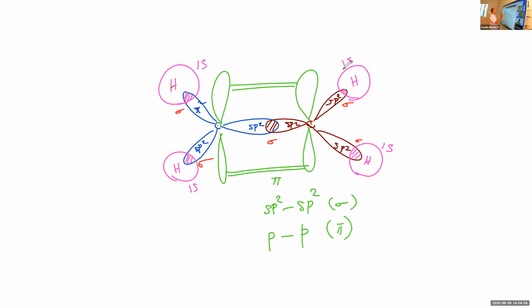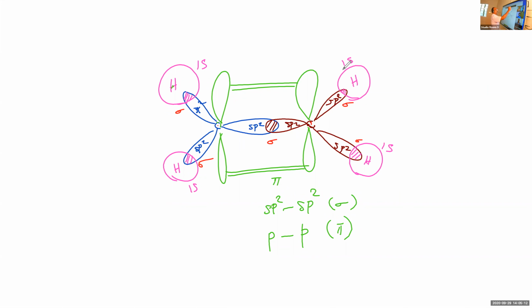Then the hydrogen-carbon-hydrogen angle is 117, or 117.6 is the value that comes. It is nearly 120 degrees, the bond angle. And all these things are due to the sp2 hybridization of both the carbon atoms.